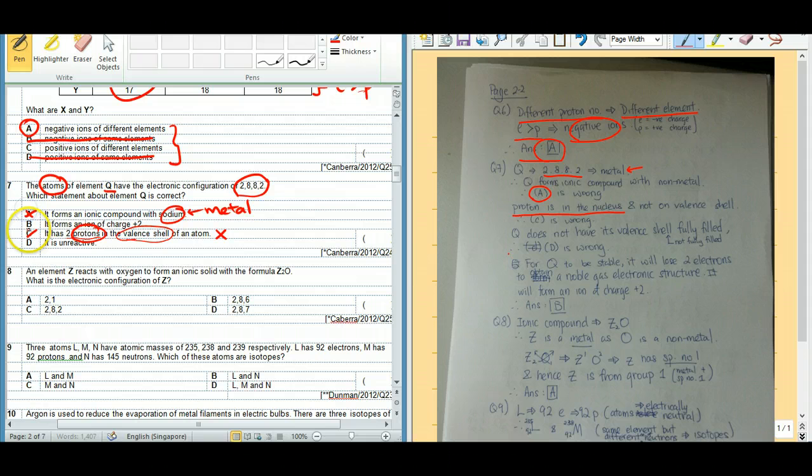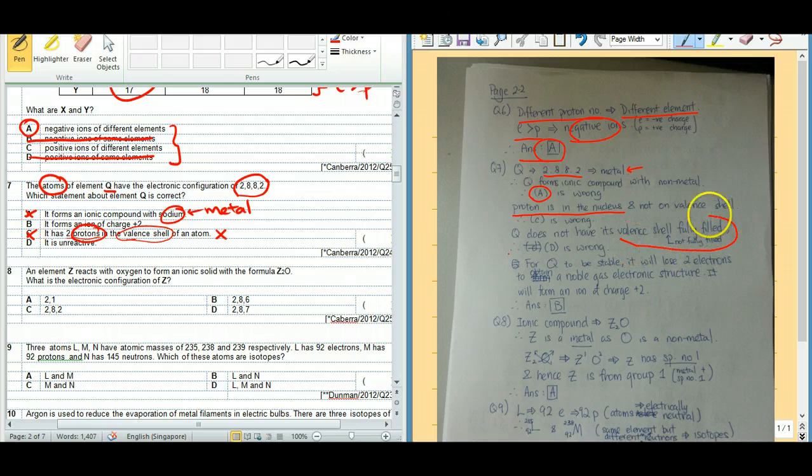So we know A is out, C is out. Next up, we look at D. It is unreactive. Now, what elements are unreactive? We must realize that only when the element or the atom or the ion has its valence shell fully filled, then we will have a stable and unreactive element. However, in this case, Q's last shell does not have a full electronic configuration. The valence shell is not fully filled. Therefore, D is also wrong.